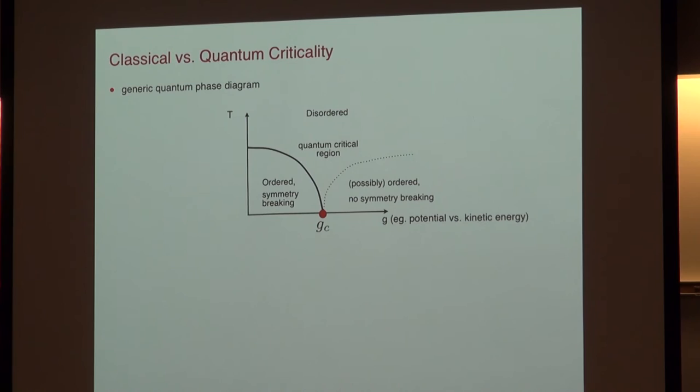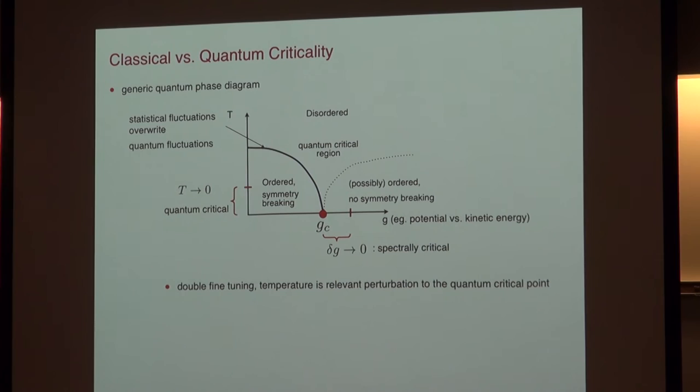The last ingredient is making a difference between quantum and classical criticality. You've certainly all seen this generic quantum phase diagram. We have here a non-thermal tuning parameter to tune over the quantum phase transition at T equals 0, for example the Mott insulator to superfluid transition, potential versus kinetic energy. And here's an ordered phase, and possibly a phase without symmetry breaking. And all of this critical line here, where the order is lost, the statistical, thermal fluctuations override the quantum fluctuations. And from that, you can read off this fragility of quantum criticality.